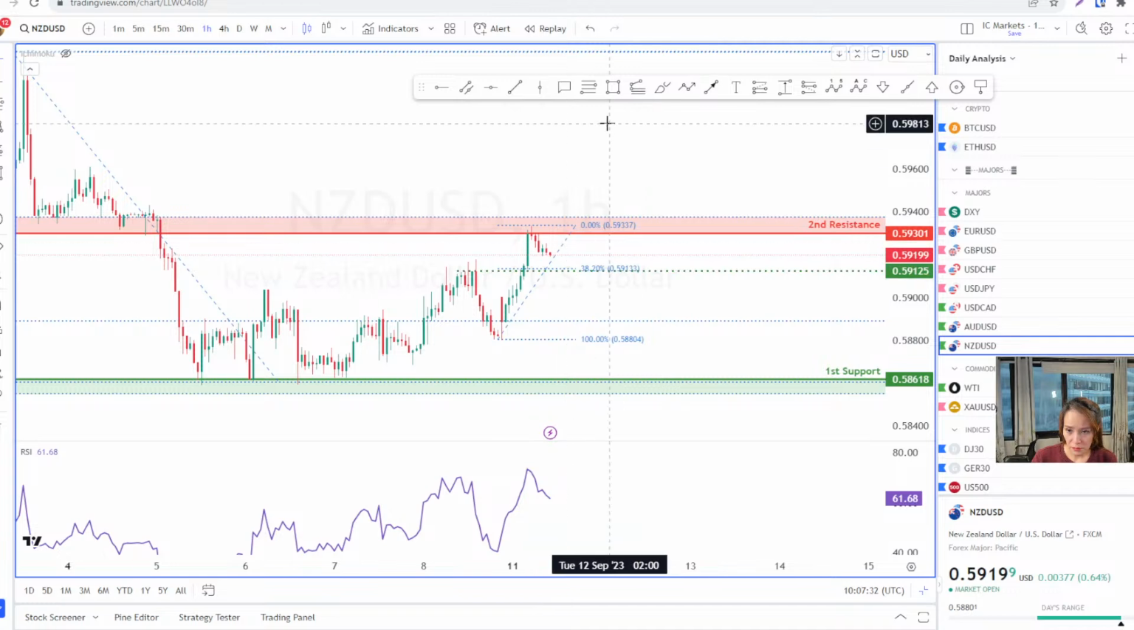Here, it's good. Coming from here, if it can break, then it could go all the way here. But you will see some bounce over here.